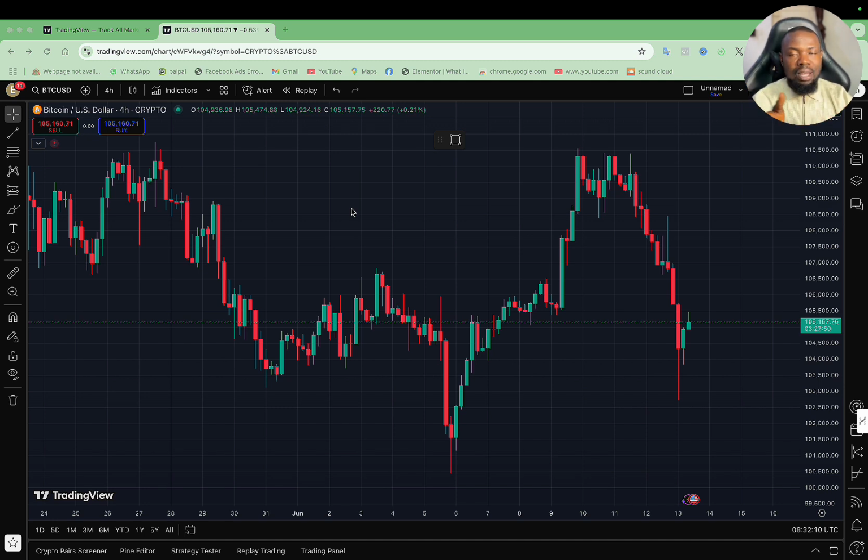So just as the name implies, resistance is actually here, which is the ceiling, that prevents the price of any asset from going up, right? It prevents the price from going up further. While support, which is considered as a table, supports the price of any asset from dropping further.